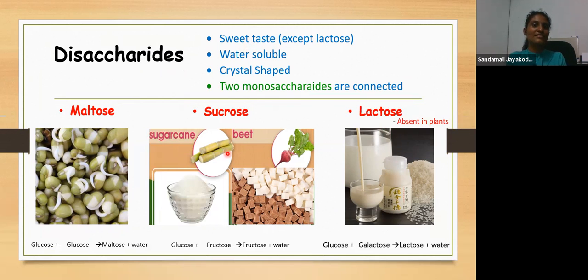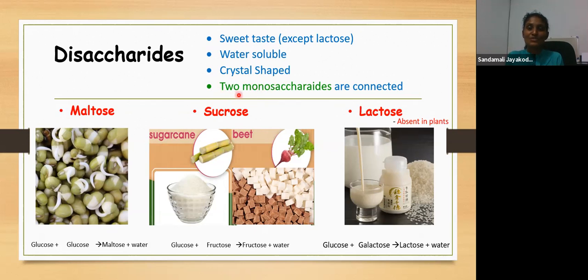The most common example is sucrose. Sucrose is sugar, we use it as table sugar. That means they are sweet in taste. We can remember the most common example is sucrose, and they are water soluble. We know that it dissolves in water, and they are crystal shaped.